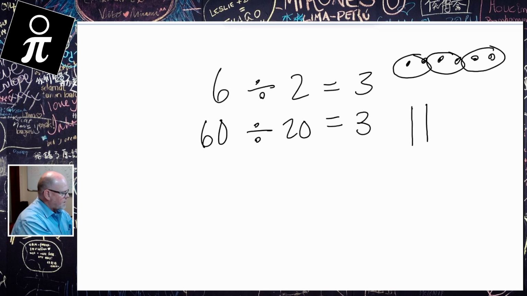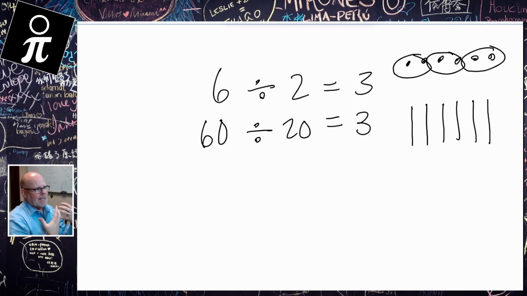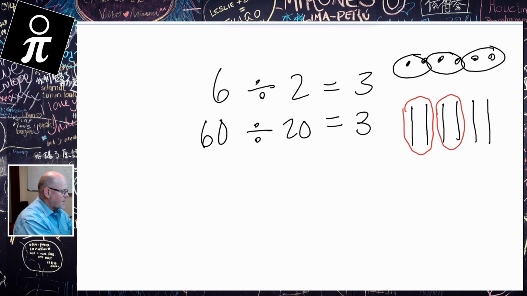Now, I had some students think of it this way. They drew some base 10 sticks, 1, 2, 3, 4, 5, 6, and each of those sticks represented a 10. The student said, well, I want to know how many 20s are there in 60. And he did this, and he said, look at that, there's 3 20s inside 60.